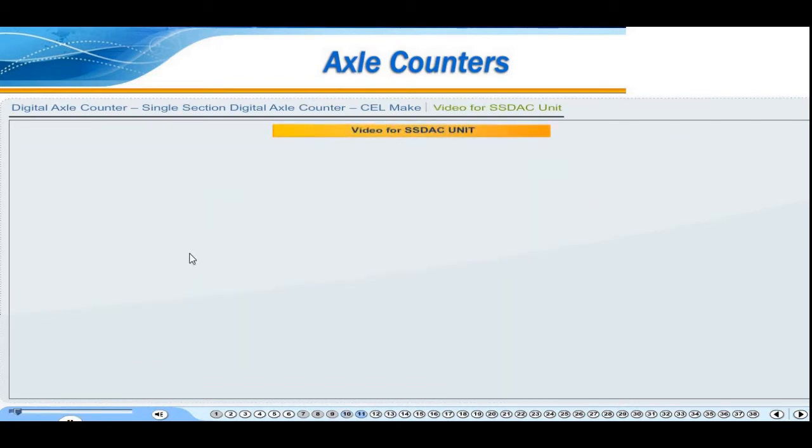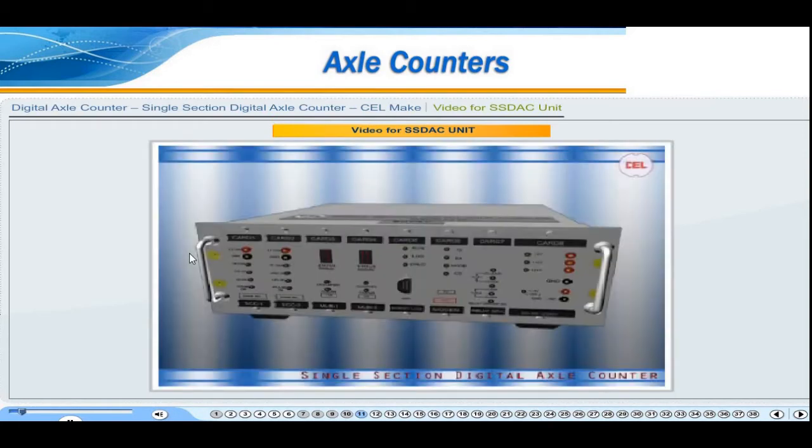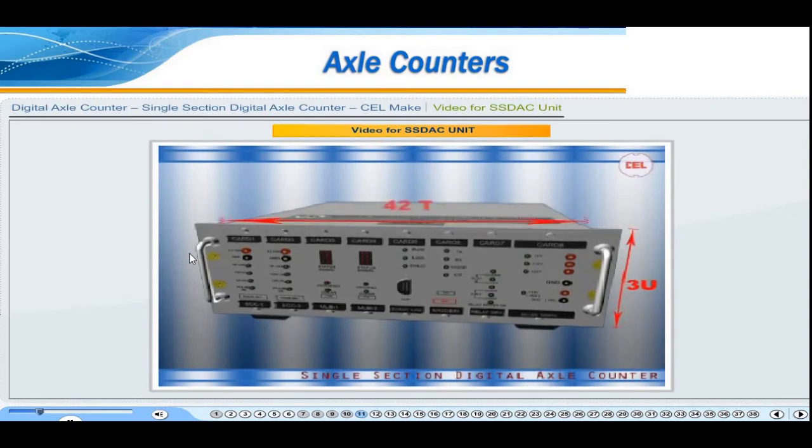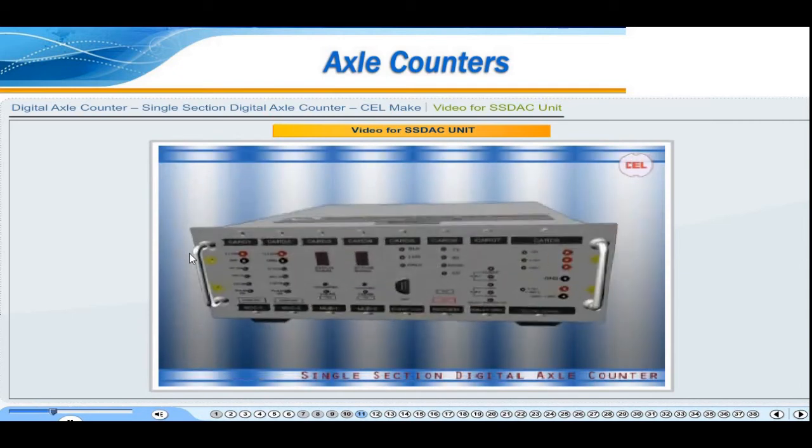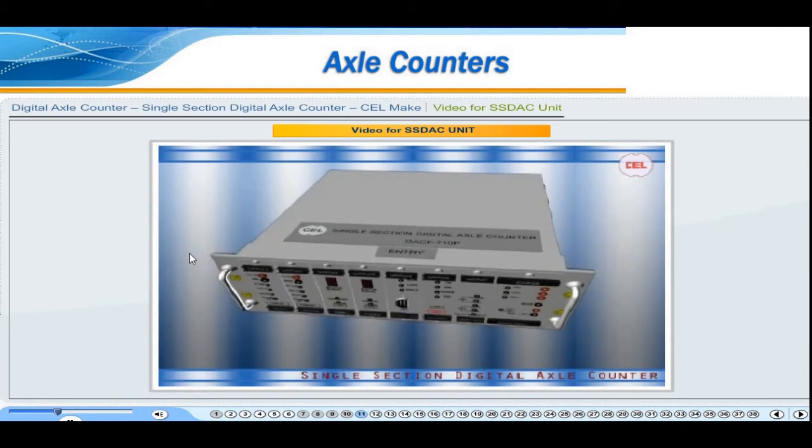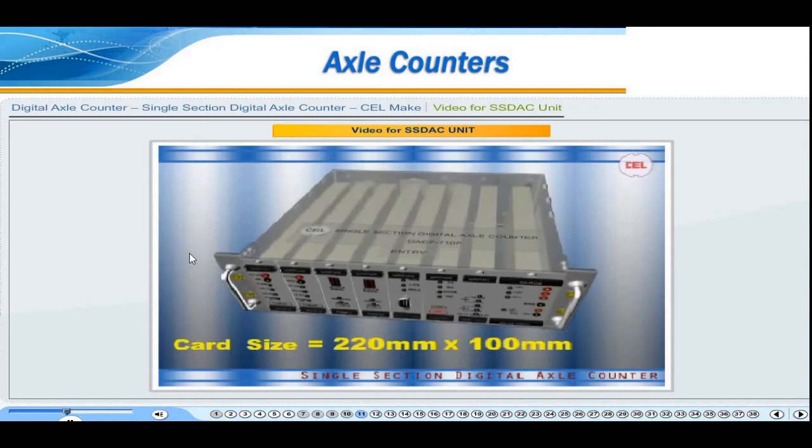SSDAC unit of the digital axle counter system is manufactured in a 3U height and 42T width desktop enclosure. The system comprises 8 plug-in modules. All the cards are of extended single Euro size, that is 220 mm by 100 mm, that plug into a motherboard in the sub-rack.